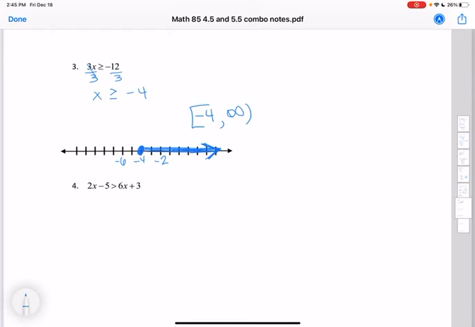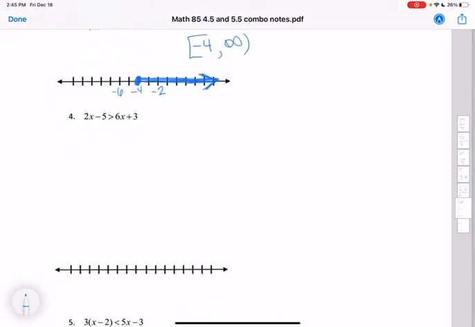My interval notation, this time the graph starts on the left, so it's got that hard bracket, negative 4, goes up to positive infinity in this case. And the infinity, again, always that soft parenthesis. All right, I think we're getting it. Go ahead and try number 4. Come back when you're ready.